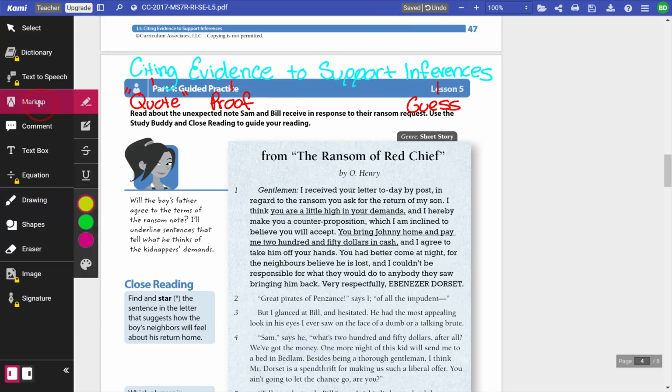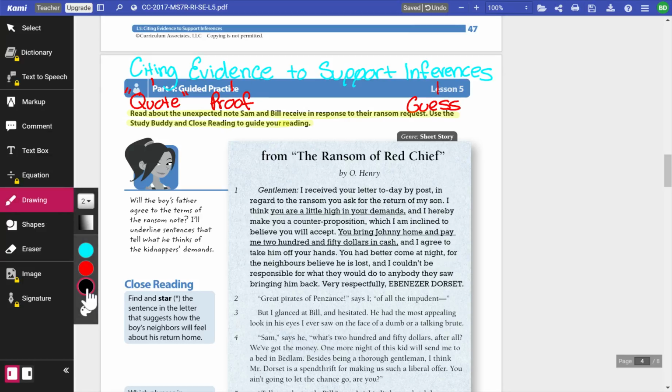Okay, so the next thing we're going to do is look at our directions. And the directions say, read about the unexpected note Sam and Bill receive in response to their ransom request. Use the study buddy and close reading to guide your reading. Okay, so we're going to do a couple of things. First, I want us to make sure we know exactly what we're going to do, so we're going to underline each part of the directions. So first, we are going to read about the unexpected note, and we're going to use our study buddy and close reading to guide our readings.